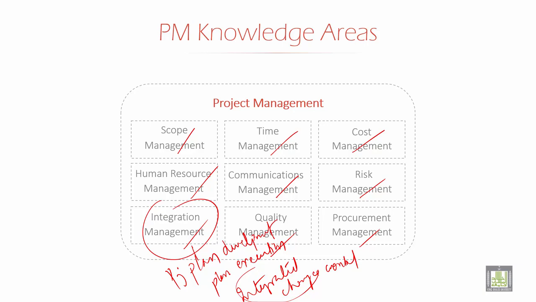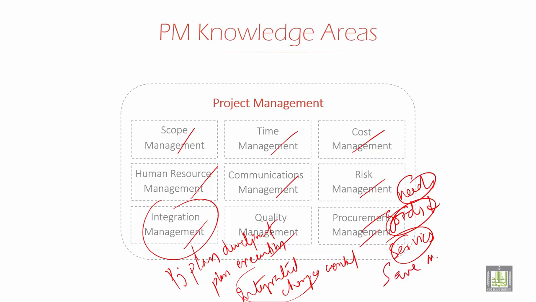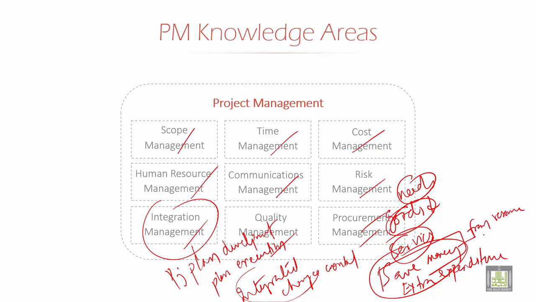Then you have procurement management, which covers all the goods and services needed for developing the project, so that you are able to save money, not spending more money, and without purchasing unwanted resources, because you are able to keep a check on extra expenditure. So procurement means saving money by using the resources within the organization. You're not buying from outside.